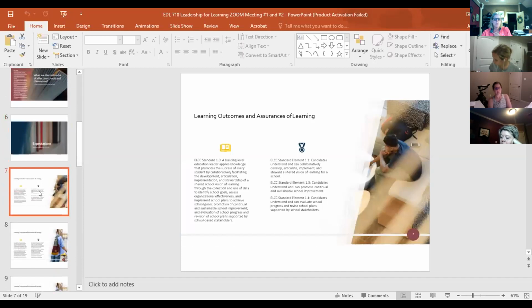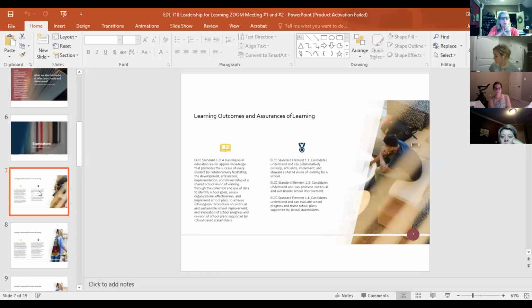Okay? So I've given you a couple of standards here. And I'm sorry, they're incredibly small, so I do apologize. But these are actually standards for educators. Okay, so I'm pulling from the ELCC standards.